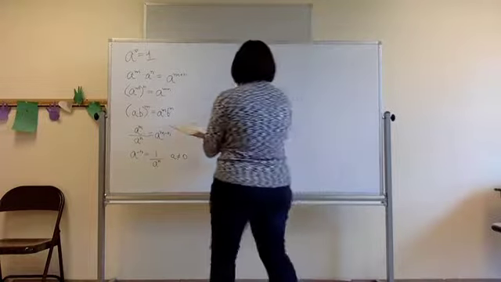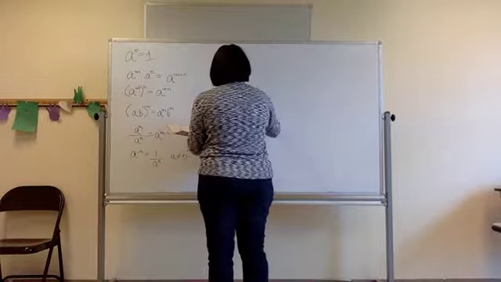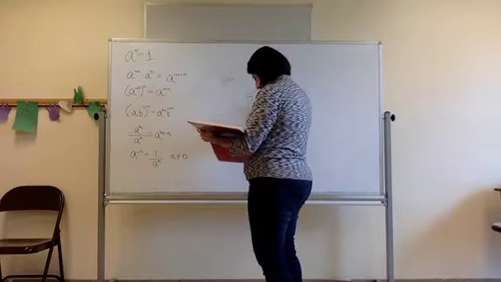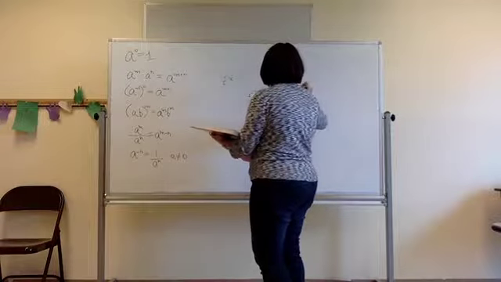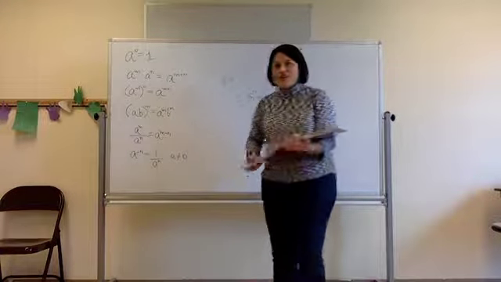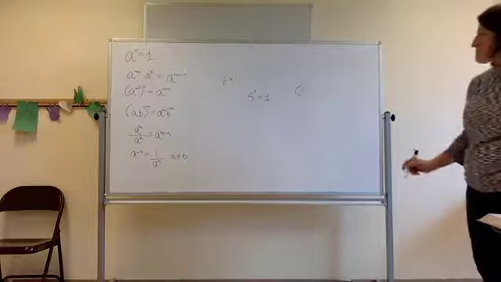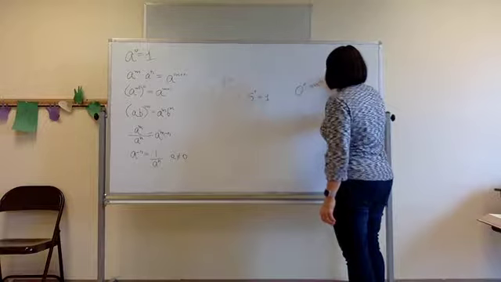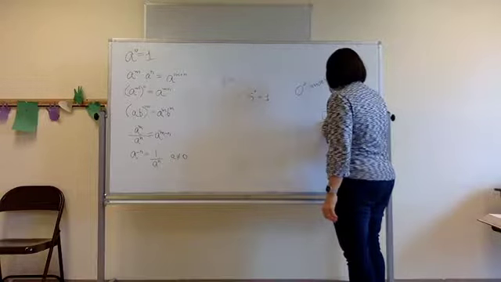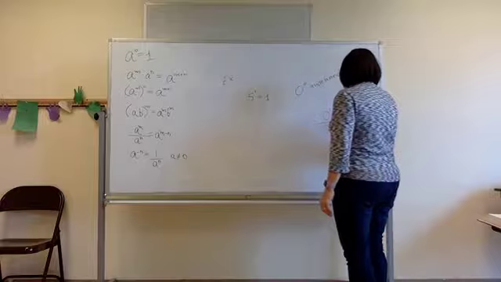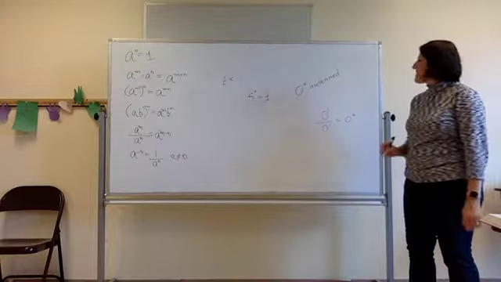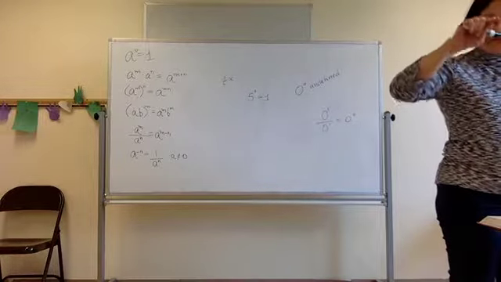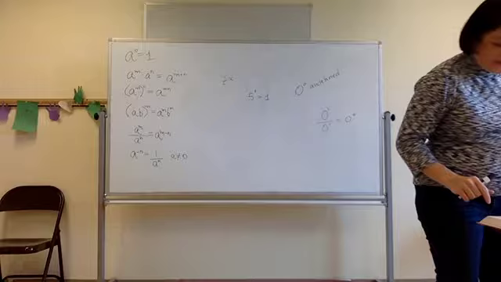Example 1 says 5 to the 0 power. What does 5 to the 0 power equal then? 1. Okay. This is the other thing: 0 to the 0 power is undefined. Why is that? Because I would have to do this to get 0 to the 0 power. If you put it in your calculator, 0, little caret, 0, it will give you an error.